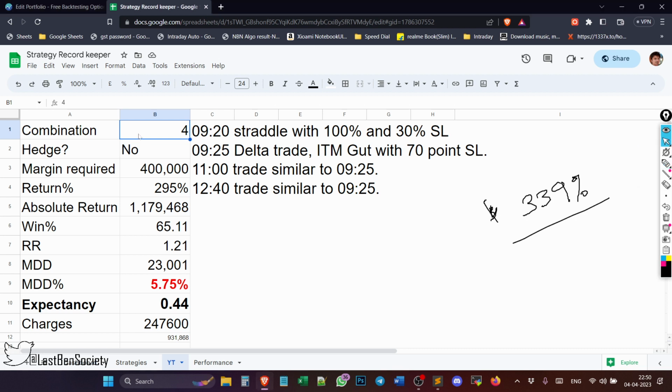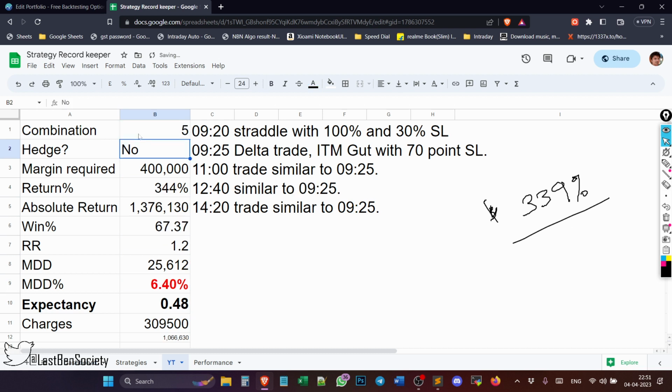Okay, so what's it for the fourth one? I think fourth. Okay, fine. Let's explain this again. So it's 295, and the maximum drawdown has started to come down again, but the expectancy has started to rise. All right. So let's go with the fifth one.